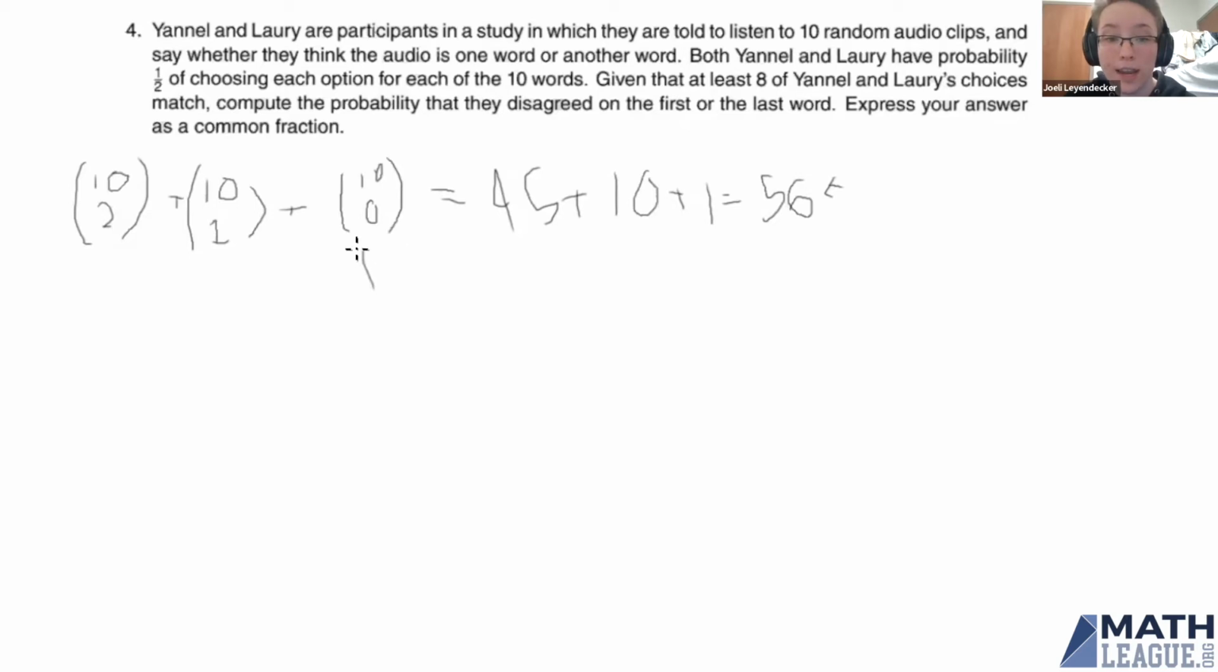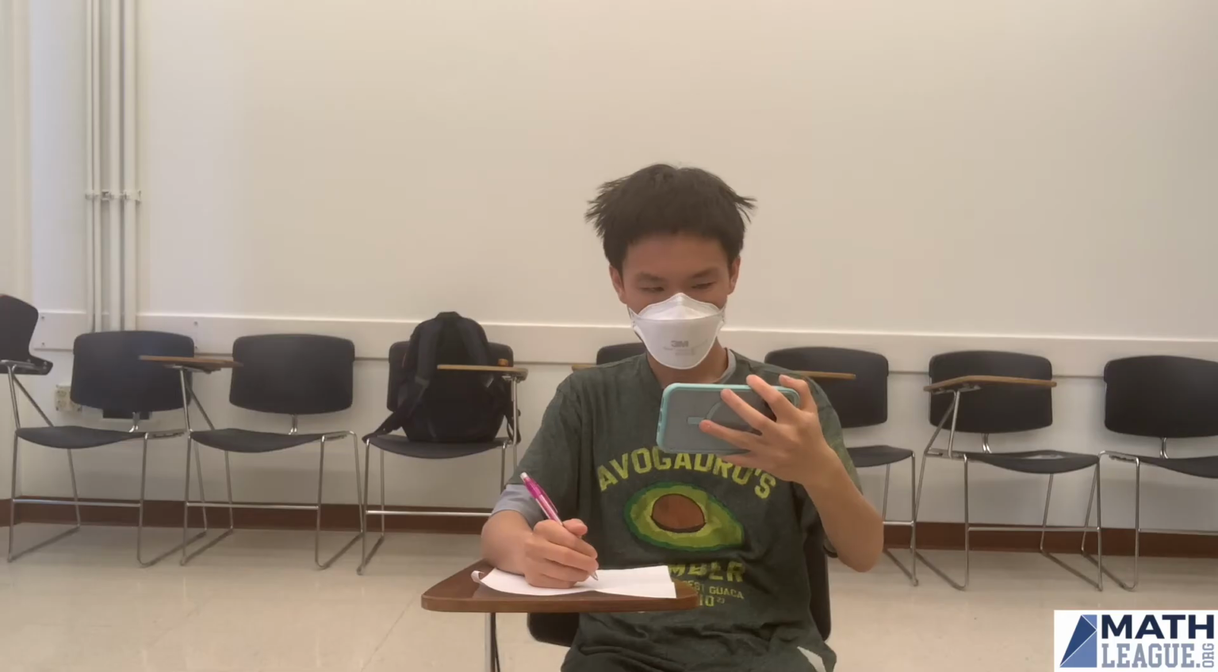So in this case where they disagreed on nothing, there's no cases here where they disagreed on the first or last word because they didn't disagree on any of them. For this case where they agree on 9 of the words and they disagree on 1, there are 2 options for the word they disagree on fitting into the first or last word, right? Either they disagree on the first word or they disagree on the last word. So that's a total of 2 cases that satisfy our requirement.